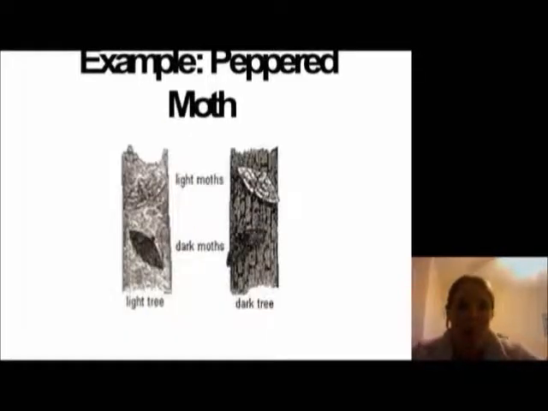Another example of natural selection that we talked about in class was the peppered moth. So in England, before the Industrial Revolution, the bark on the trees tended to be lighter. And so there were variations in the moth population. There were lighter moths and darker moths, but as a whole, most of the population was light. And as we can see, the light moths camouflaged really well with these trees.